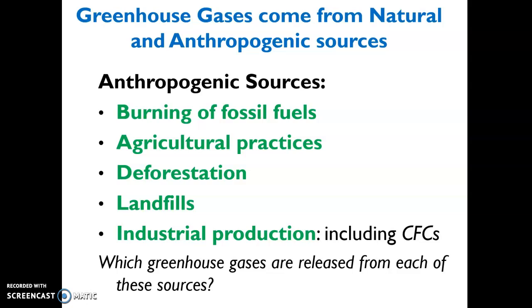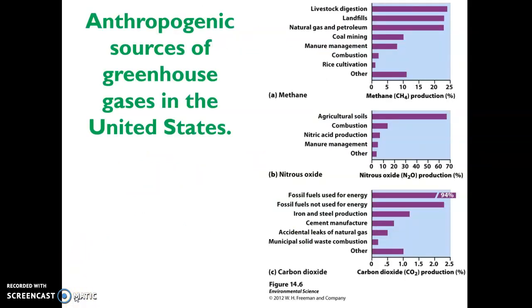So now let's look at which greenhouse gases are released from each of the following sources. These charts look at the several greenhouse gases, methane, nitrous oxide, and carbon dioxide, and look at the sources in the United States where these gases are coming from. Okay, and this is according to the EPA, and the charts are a little bit confusing, but not entirely. So let's look at methane, or CH4.